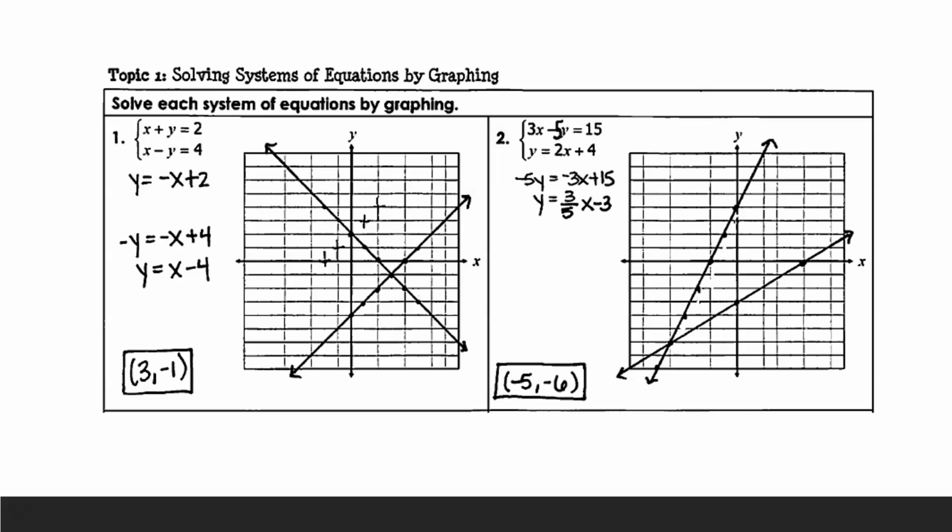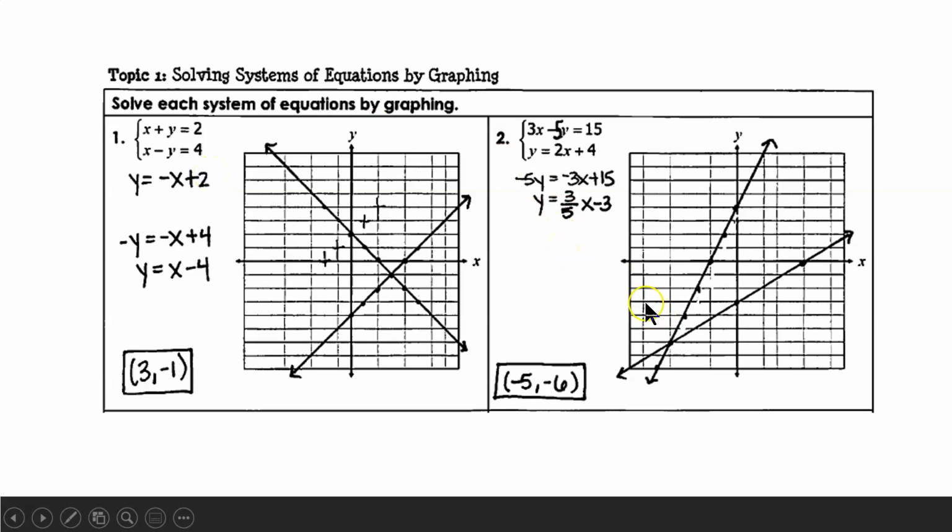Number one, first topic is solving by graphing. You have to put those into slope-intercept form. So when you move the first one around, you get y equals negative x plus 2. That's this line right here. And then you get y equals x minus 4. That's this line right here. They intersect at the point 3, negative 1. That's your solution right there. That means that this point would make each of these equations true.